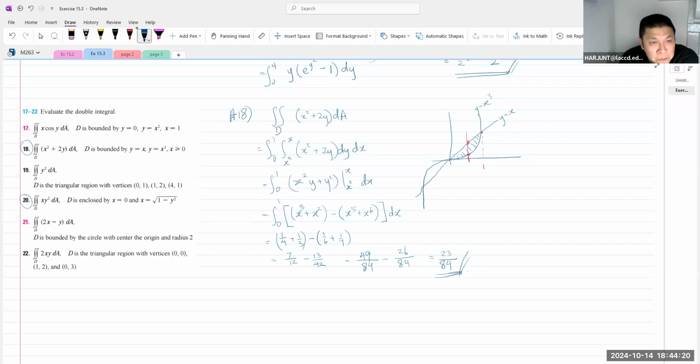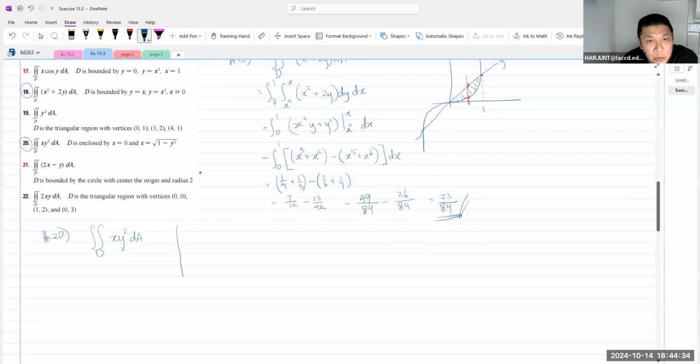Number 20, double integral over domain D of xy squared dA, where D is enclosed by x equals 0. x equals 0 is the y-axis, and x equals square root of 1 minus y squared. Well, this basically means x squared equals 1 minus y squared. That's x squared plus y squared equals 1. But implicitly, the x has to be at least 0, right?